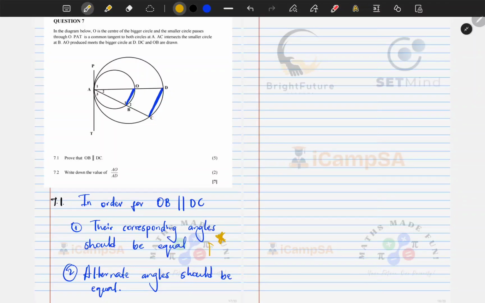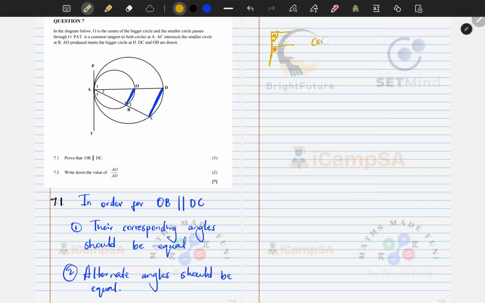So remember, your corresponding angles look something like this. This will be your angle, and this will be your angle. And then your alternate angles, remember, let's just draw this here. So this will be your corresponding angles.